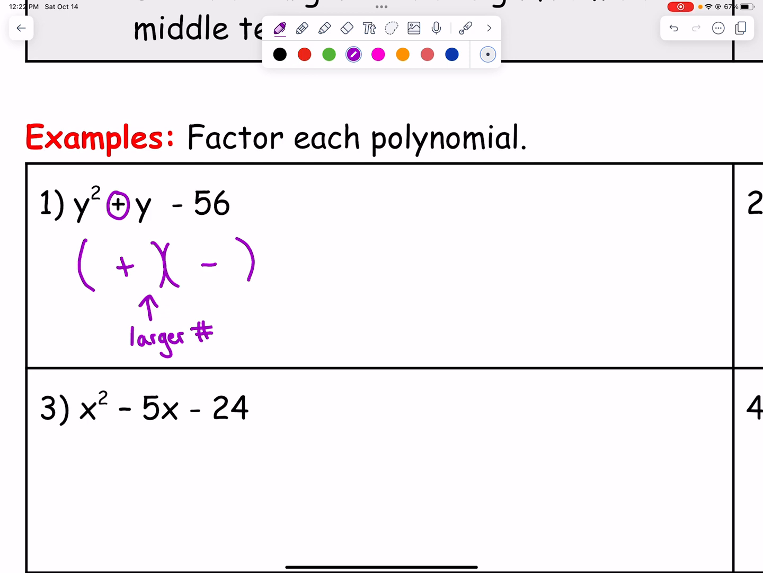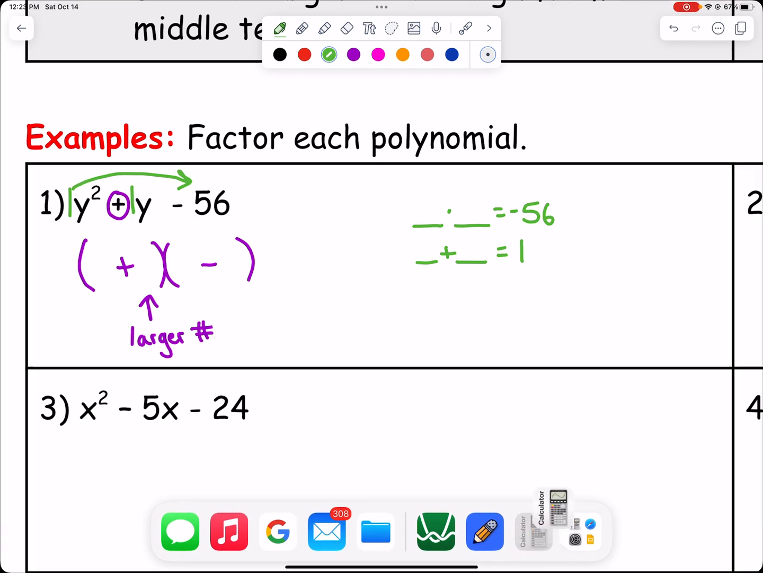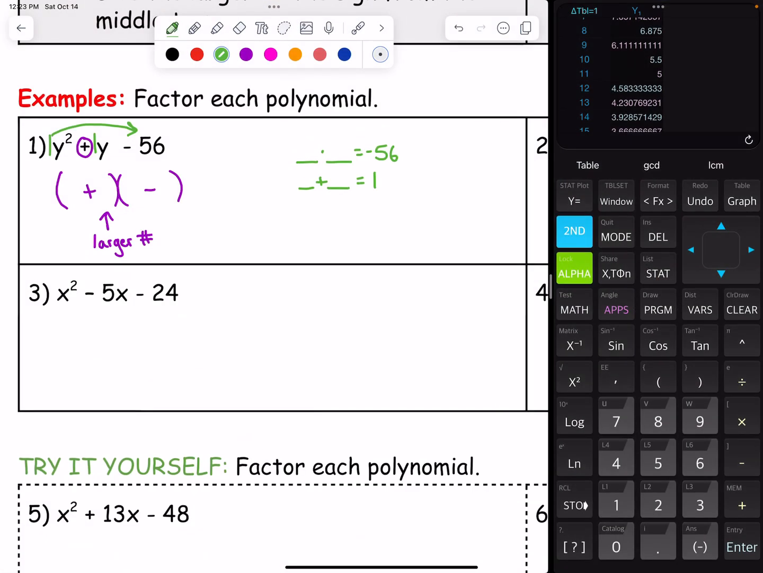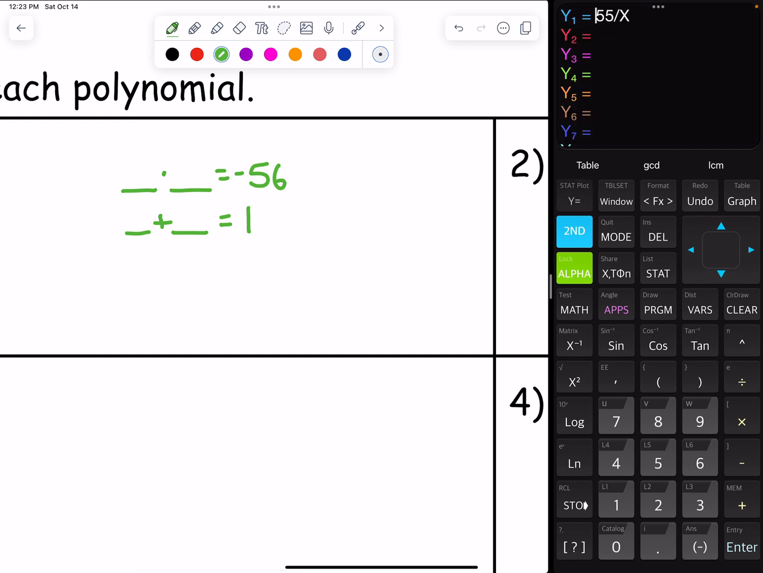So let's figure out a times c. 1 times -56 gives us -56, and then we need to add up to get the b value, and in this case, that's just an understood 1. -56 is a pretty big number, so we can use our calculator trick again to help us out. Let me show you that again. Let's go to y equals, clear that out, and type -56 divided by x. Then hit second graph to pull up the table of values. And let's see.